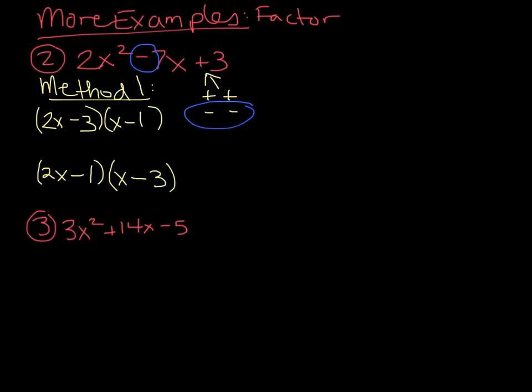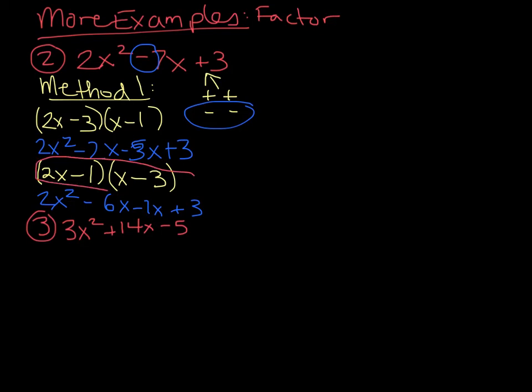From there, you can check them using the FOIL method. The first one, you'll find that you end up getting negative 5x as your middle term, so it's not going to work out. The second one looks a little bit better. You end up getting negative 7x as your middle term, which is actually what you want. So our answer is 2x minus 1 times x minus 3.